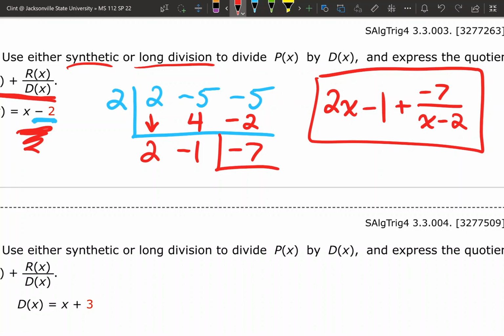Questions on that one? Synthetic division, do it that way. I'm not going to force your hand. I'll let you do either method. It's fine.